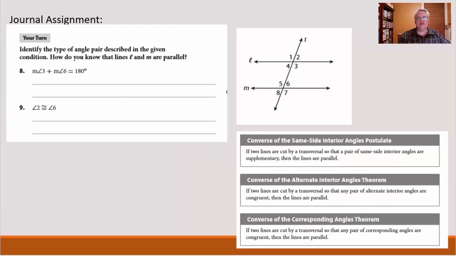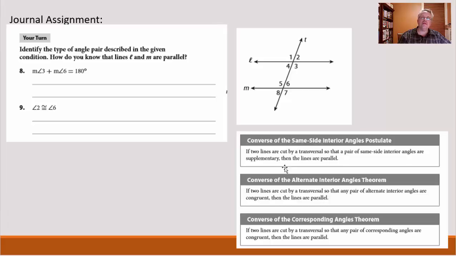Okay, now, this takes a little getting used to, but once you see what's going on, this won't be too hard. I just have two questions for you. They use this diagram here. They want to know, first of all, what kind of angles these are. So we're talking about 3 and 6. So tell me what kind of angles 3 or 6 are. And if they add up to 180, why do we know that these lines are parallel?